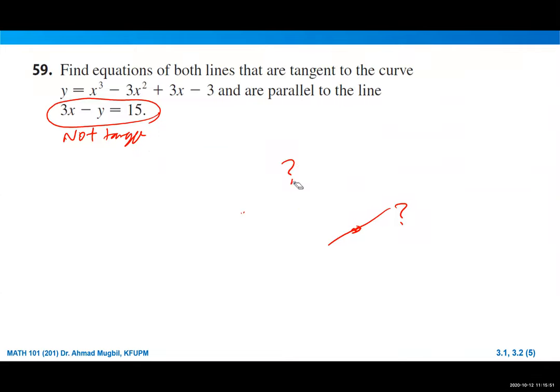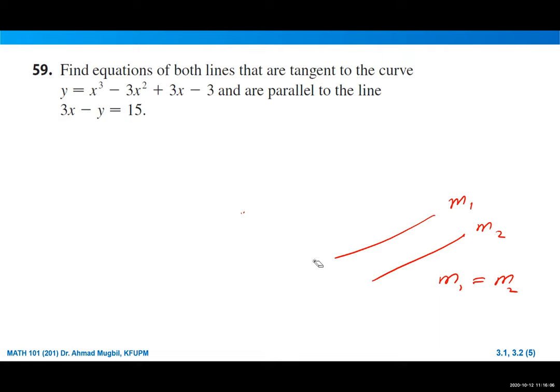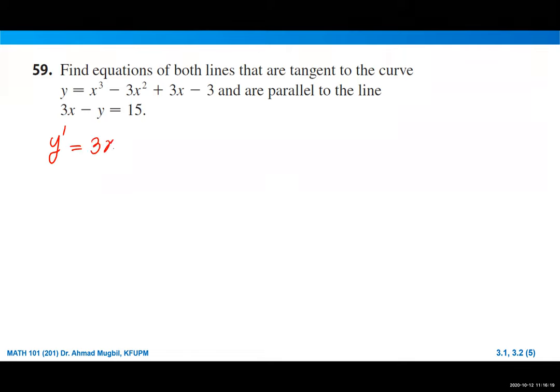As Turkey said, because they are parallel, when you have two parallel lines, their slopes will be the same. If this is M1 and this is M2, the slopes will be the same for parallel lines. For perpendicular lines, they will be negative reciprocals. So what we will do to solve this exercise is just find the derivative first of all. You need to find the derivative and then put it equal to the slope of that line. So the derivative is what? 3x squared, please, if you don't know how to find the derivative, you will be in trouble. Negative 6x plus 3. So this is the derivative.